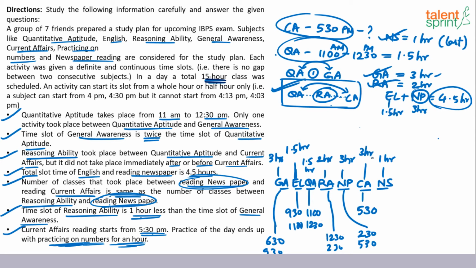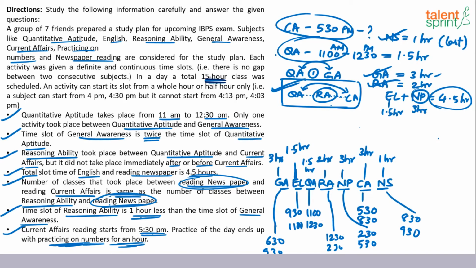Are you able to follow? Total should be 15. We know all the values except current affairs, so we can find out what current affairs is. It comes out to be 3 hours. So if it started at 5:30, it ends at what time? 8:30. And numerical skill should be 8:30 to 9:30. That's the final arrangement. I know it looks a little clumsy. I could have spaced it evenly so that we can write these times, but you understand.